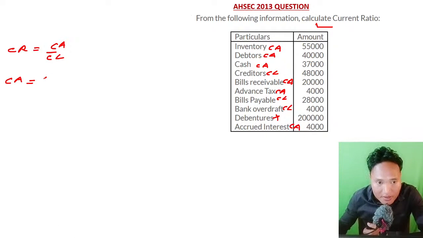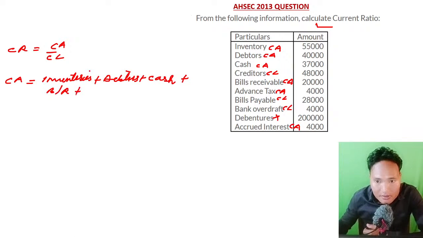First we have inventories plus debtors plus cash plus bills receivable plus advance tax plus accrued interest. Okay, so these are the items that include in current asset. Now place the value of all those items.